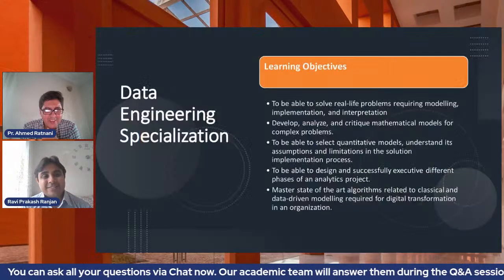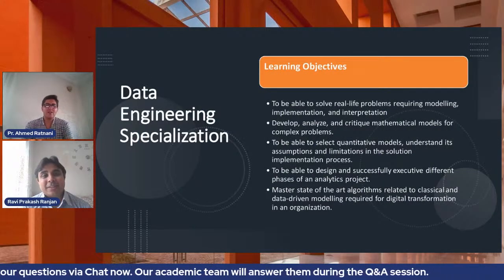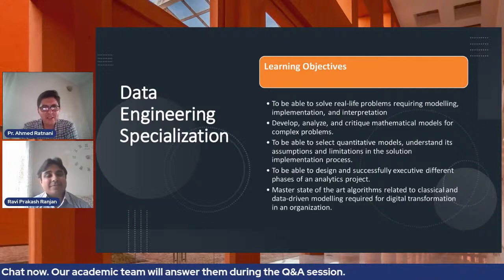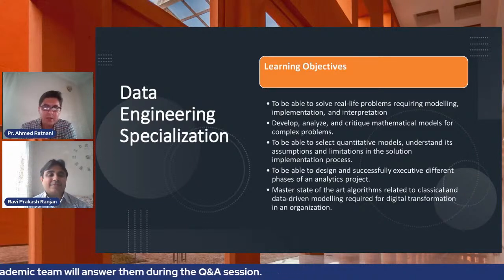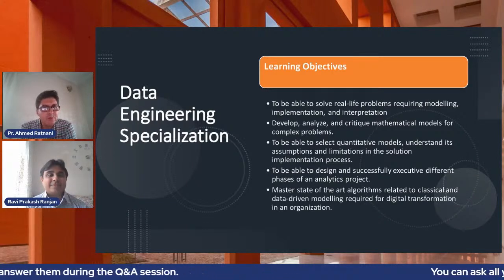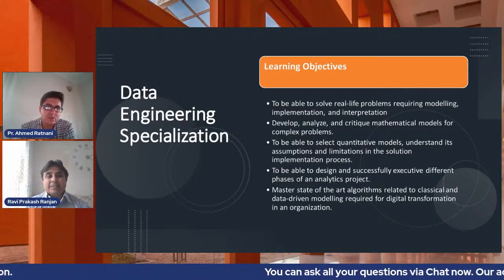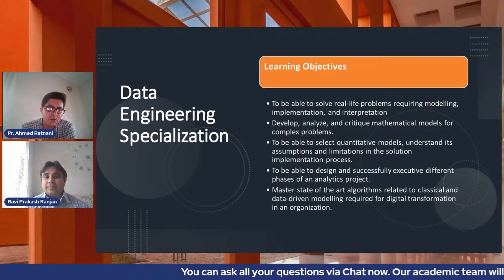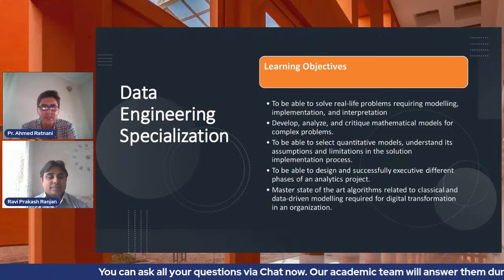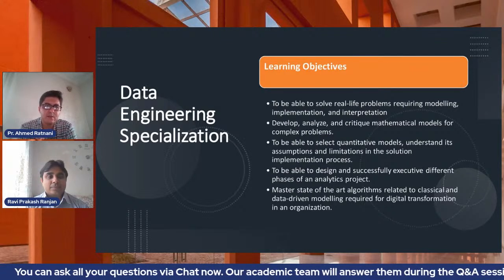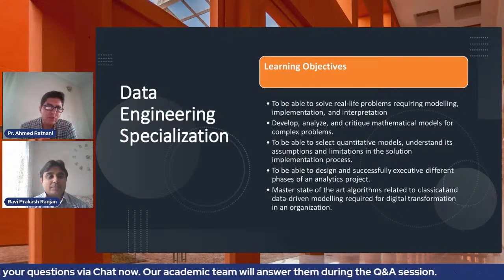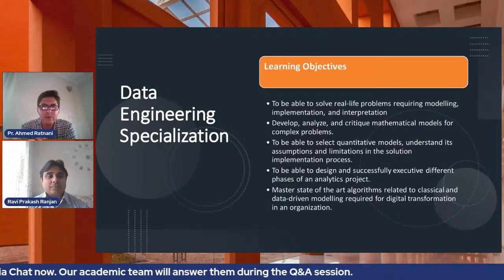Thank you, Ravi. So now let's talk a little bit about each specialization, and we will describe the learning objective of each specialization. Then talk a little bit about the content of each course and why this course is important for the specific specialization. So let's start with the data engineering part.